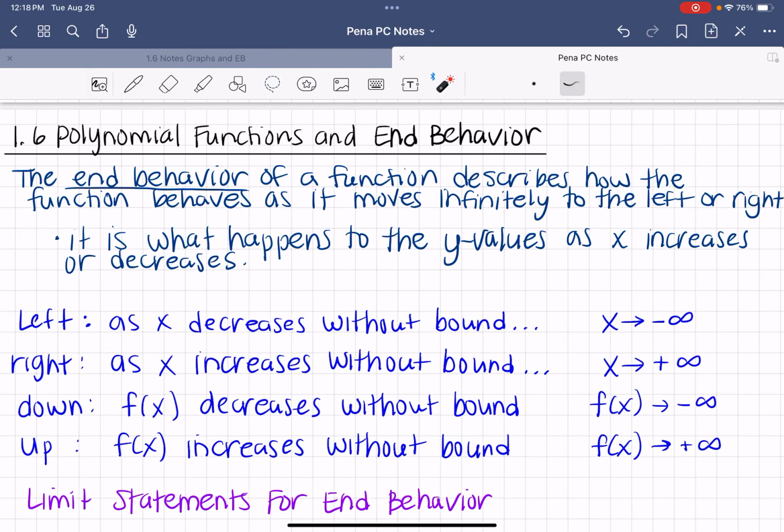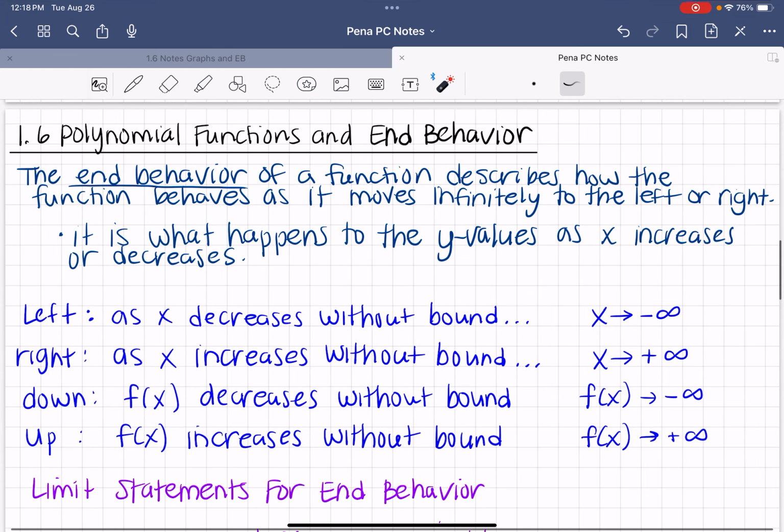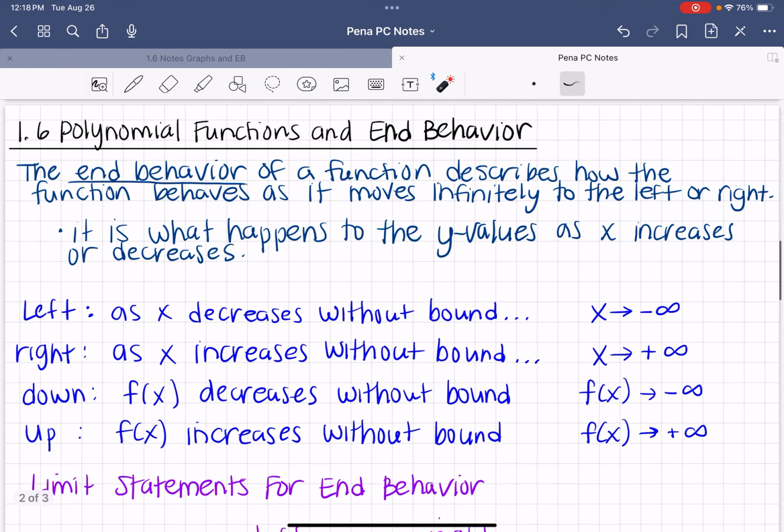Hey guys, today we're starting a new topic, 1.6, polynomial functions and end behavior. End behavior of a function describes how the function behaves as it moves infinitely to the left or the right. Those are the two ends of the graph, the left and the right, and we just want to know how it behaves.